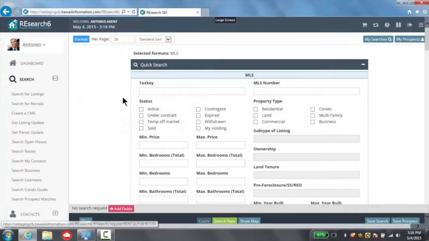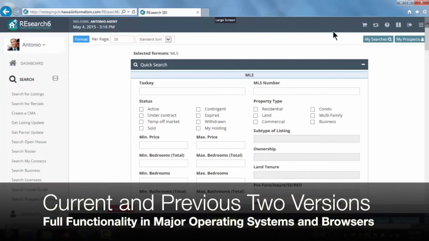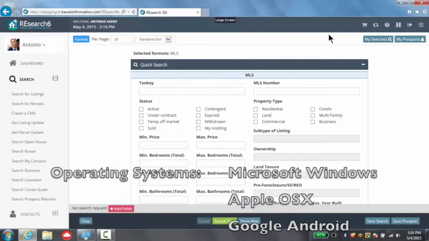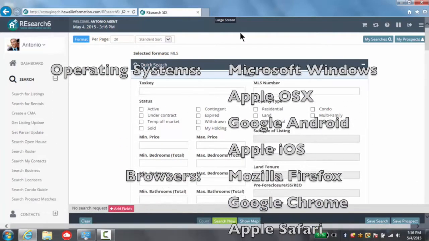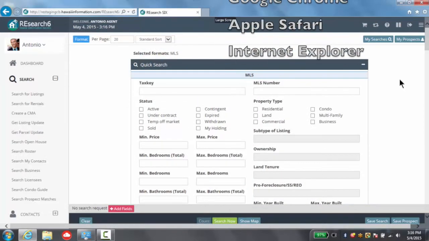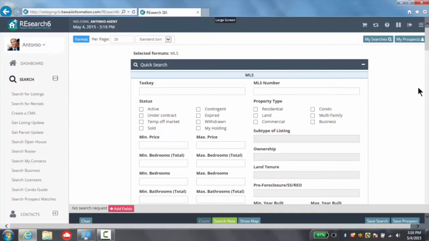There are many, many combinations of devices and browsers on the market today, and we're testing as many as we can. And we're confident Research will work great on current and the last two versions of operating systems and browsers. In fact, Research 6 should still work on even older systems, but not every feature will necessarily perform as expected.